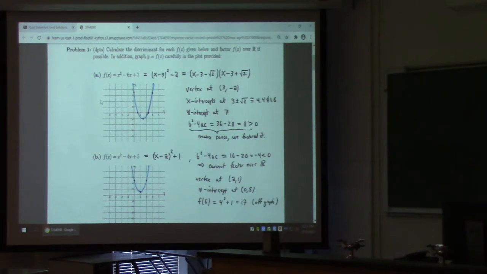So in any event, if we complete the square, it reveals where the vertex is, which is 3, minus 2. Consequently we can graph from there, and then I usually plug in a couple more points just to set the scale of the graph, give or take. Are there any questions about problem 1, part A?